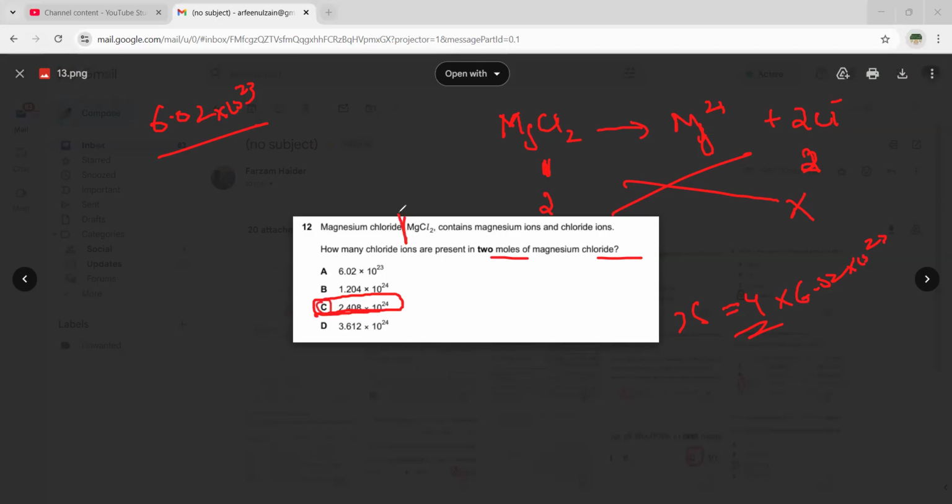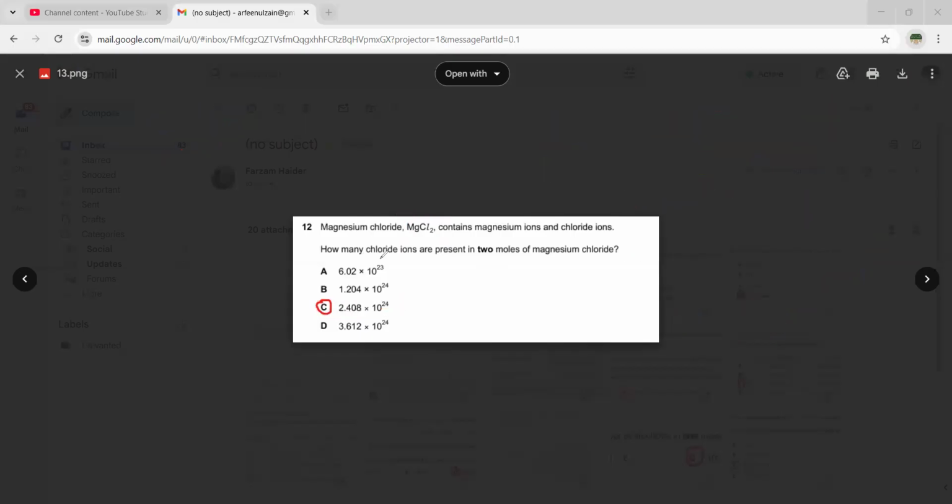Because one molecule of magnesium chloride gives 1 magnesium ion and 2 chloride ions, the ratio between them is 1:2. I'll repeat. Look, the question is how many chloride ions are present in 2 moles of magnesium chloride?